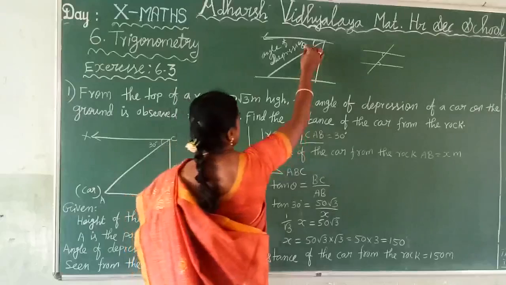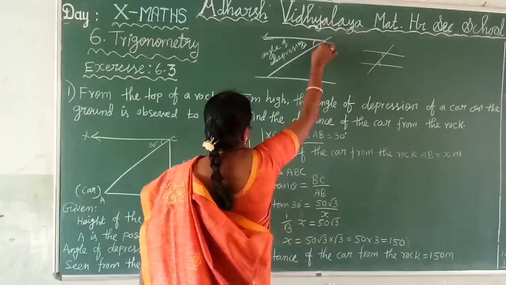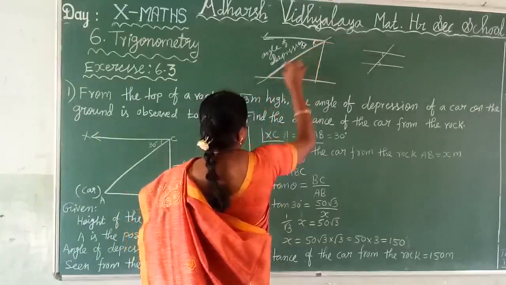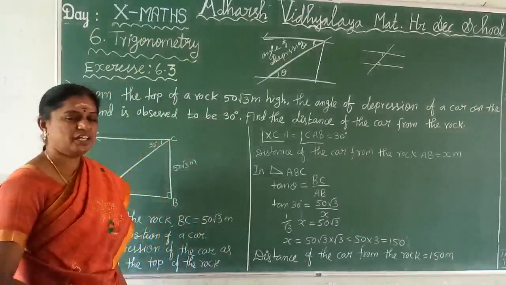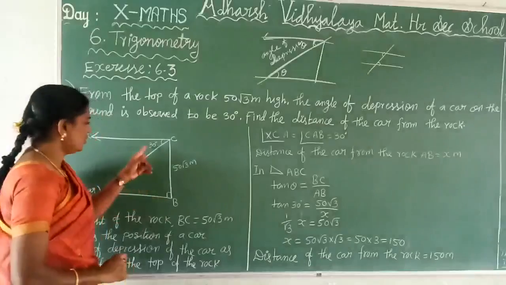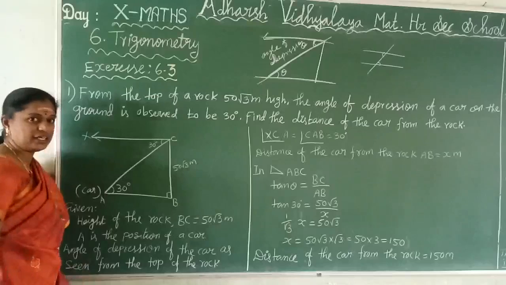So what are alternate angles? These two lines are parallel, and this is the intersecting line. So these two angles are alternate interior angles, and alternate interior angles are equal. So here, 30 degrees means this also is definitely 30 degrees.